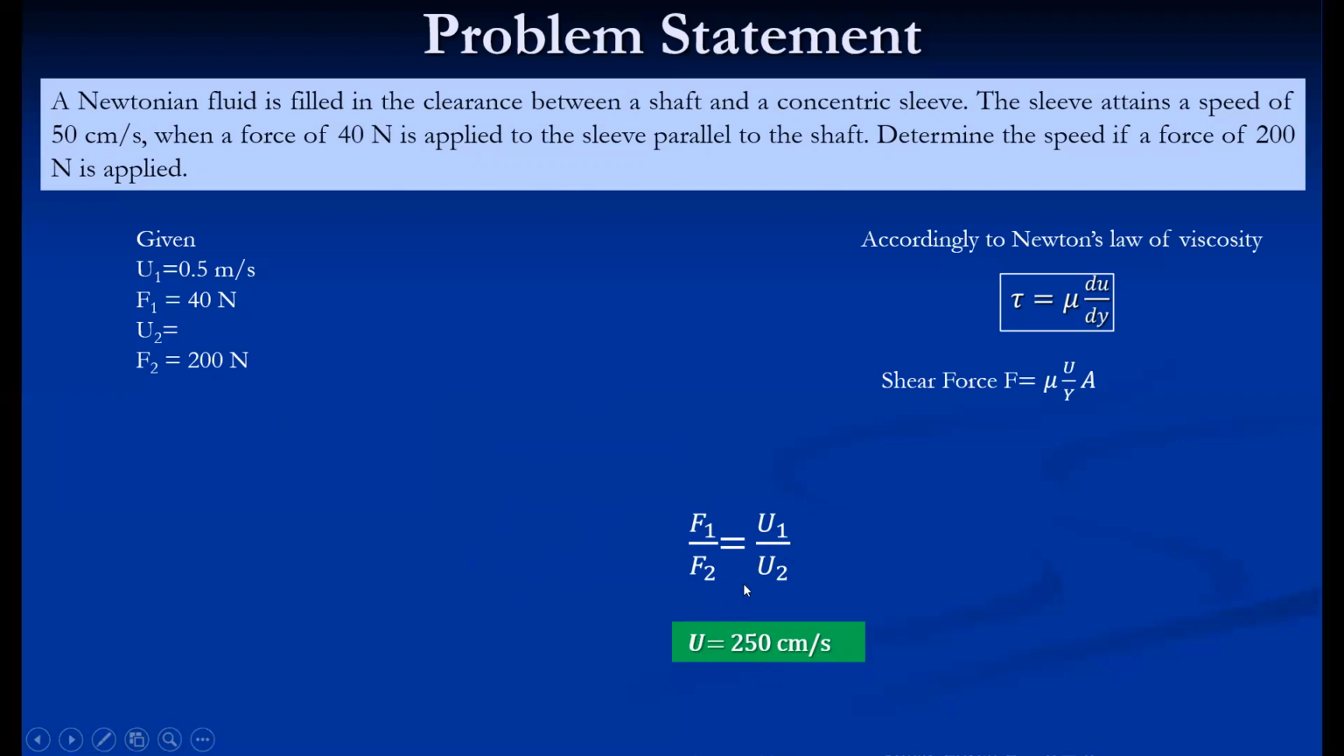Linear velocity, we can say, linear velocity of the sleeve, because the sleeve is moving parallel to the shaft. So there is only a sliding part, no rotation is there.